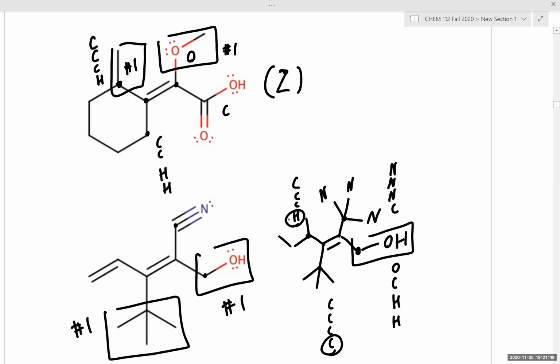So now these groups are on the same side. The high priority groups are on the same side of our alkene. So would that be Z or E? Z. Yep. Exactly right.